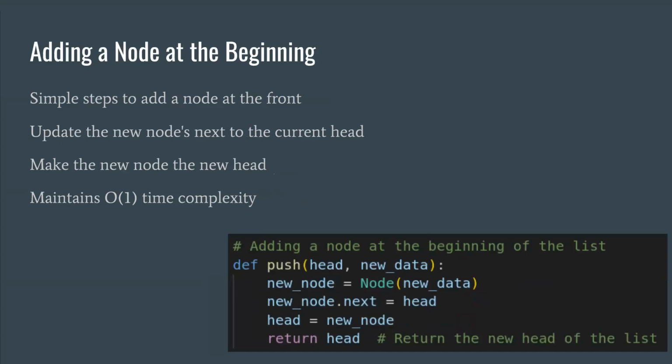So, adding a node at the beginning. Adding a node at the beginning of the list is a common operation that involves a few simple steps. Create the new node, set its next reference to the current head, and then update the head to point to this new node. This basically places the new node at the front of the list, making it the new head. And this operation not only demonstrates the flexibility of linked lists, but also maintains the O(1) time complexity.